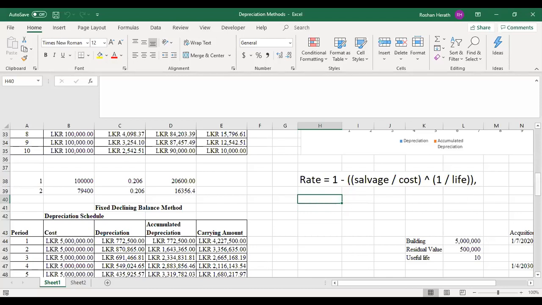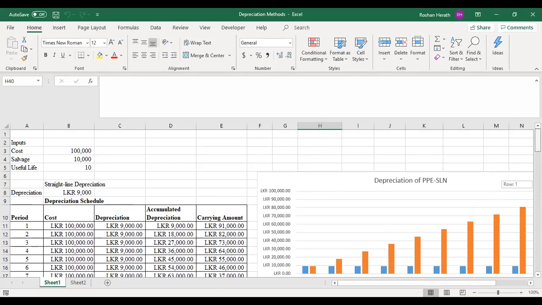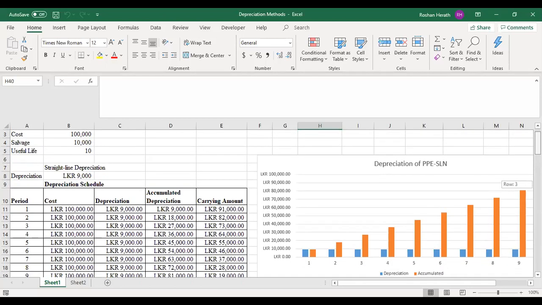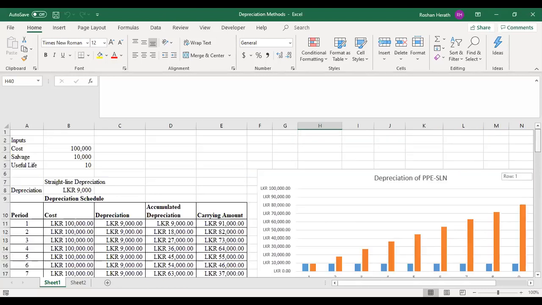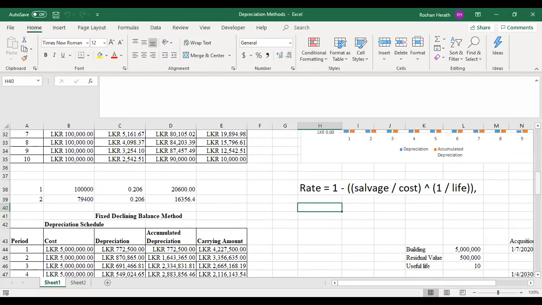In relation to this exercise, we have the salvage value 10,000, useful life 10. The information is there, and the cost information is 100,000. So if I am to work out this rate, it's 1 minus the salvage, which is 10,000, divided by cost 100,000, to the power 1 divided by the life, which is 10 years.